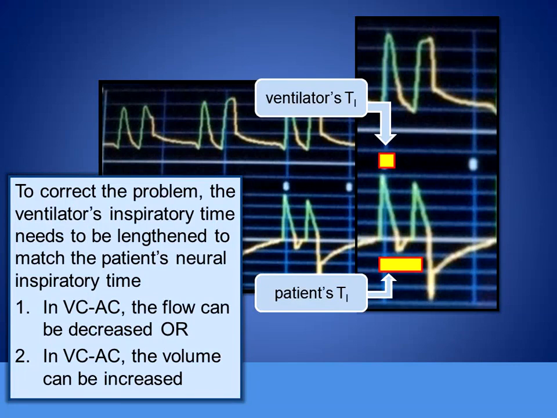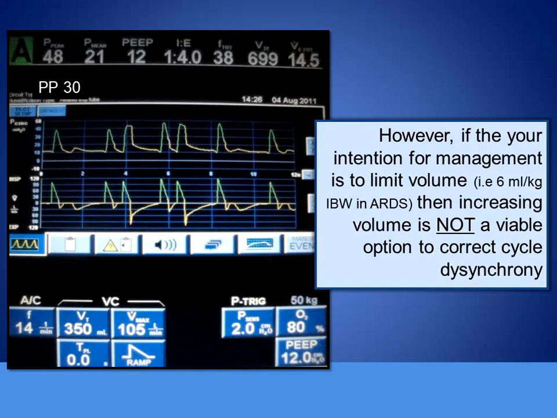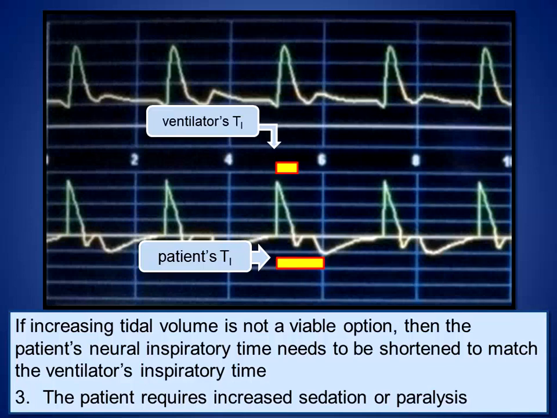Those aren't always viable options, specifically referencing the volume, because if your intention is to volume limit them, as in the patient that we presented earlier, clearly you cannot and should not increase the volume in this particular patient. So I would say your approach there is more so to address the patient's neural inspiratory time, and this is a scenario in which sedation or paralysis is probably appropriate here.